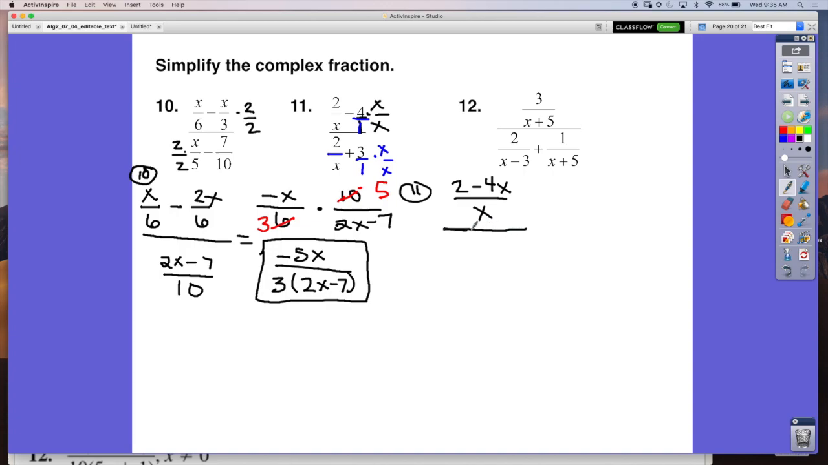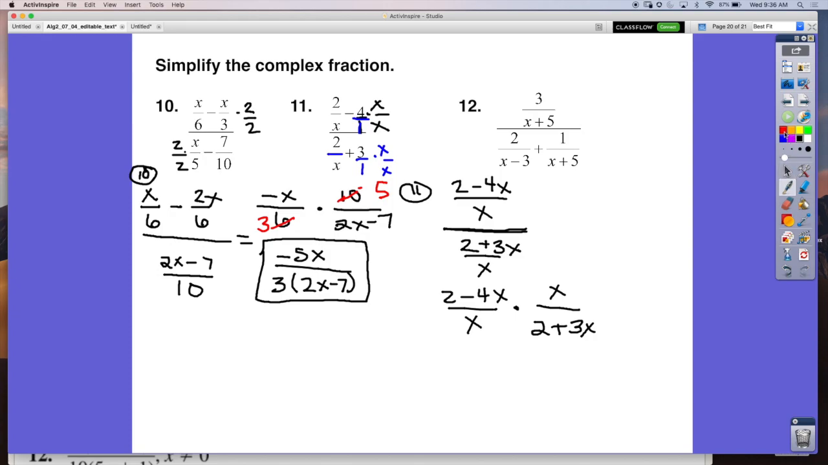So before I flip it, just because I'm a little messy and I want to stay kind of neat, I'm going to draw my long fraction bar here. I know that my denominator is going to be x. And what's my numerator? 2 plus 3x. Good. Okay, so now I'm going to rewrite this. 2 minus 4x over x times x over 2 plus 3x.